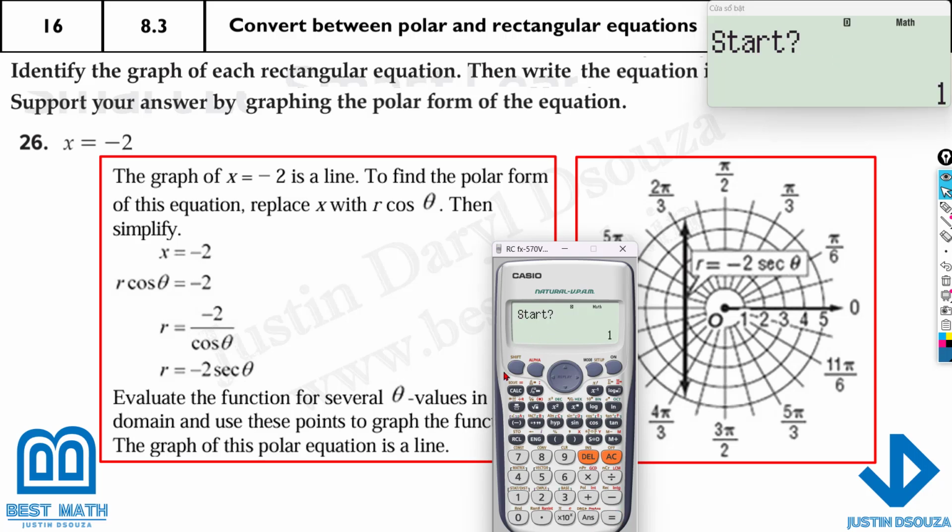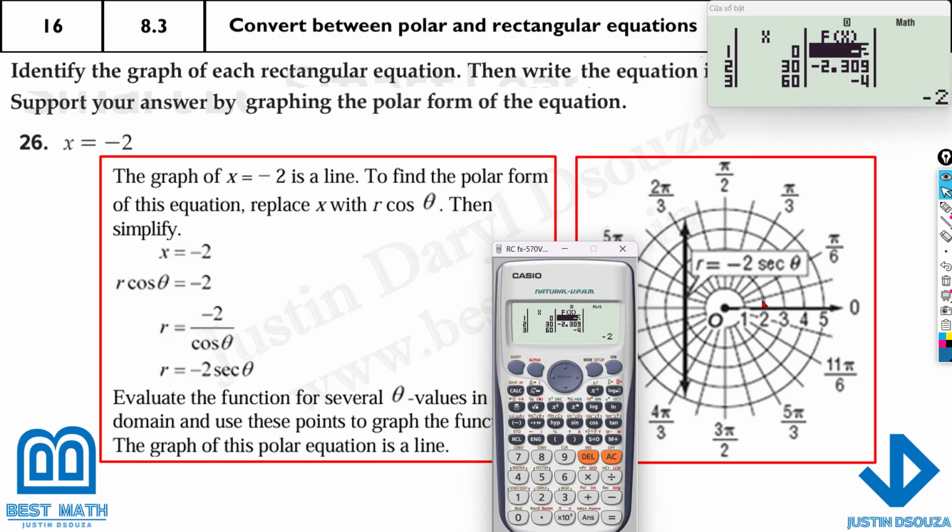Many of your calculators directly jump to the start. Always for polar coordinates, start at 0, end at 360, step is 30. Just remember 0, 360, 30. And here you get the table. So now if you look carefully, at 0, what is the value?